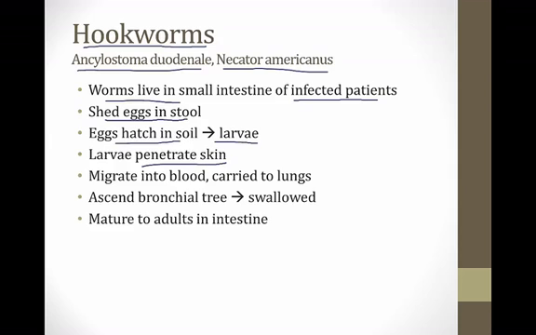So in order to get sick from a hookworm, there have to be infected patients living nearby you, and those people have to get elements of their feces into the soil, and then the soil has to contaminate your skin. Once the larvae get into the skin, they migrate to the blood where they're carried to the lungs. This is very similar to Strongyloides. They ascend the bronchial tree and get swallowed, and that's how they get into the intestine. So just like with Strongyloides, this is an intestinal worm infection, but it doesn't get into the intestine by ingestion of eggs or worms. It gets in through the skin.